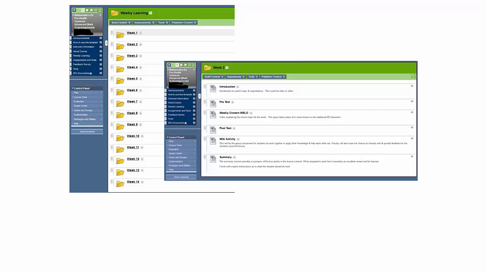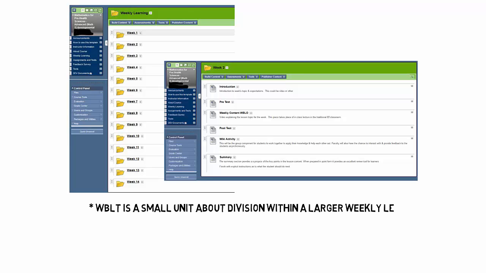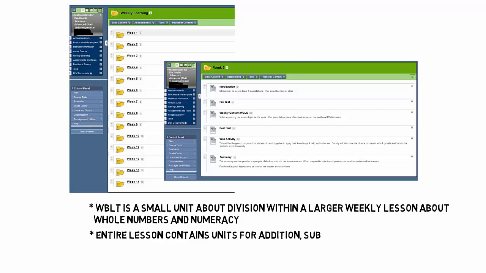They will then complete an interactive lesson component to learn and review key mathematical concepts, followed by a post-test to measure their learning. The WBLT I am developing for this project is a small unit about division that will be part of a larger weekly module about whole numbers and numeracy. The module in its entirety contains units for addition, subtraction, multiplication, and division.